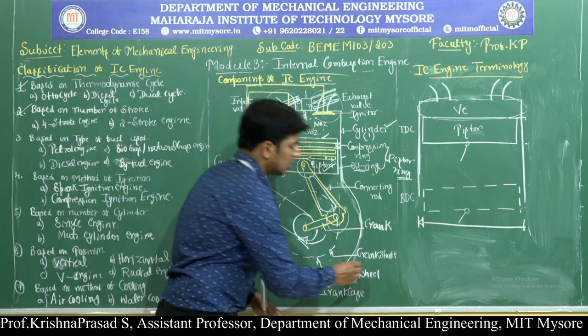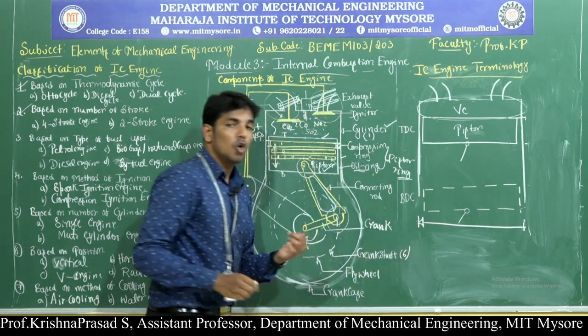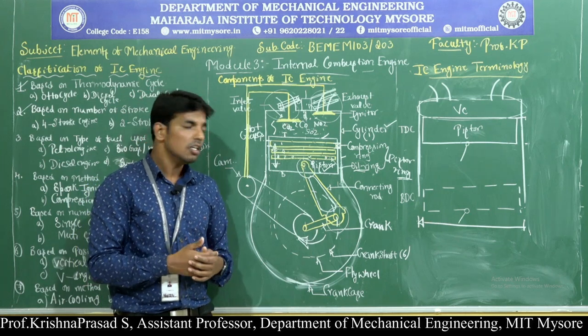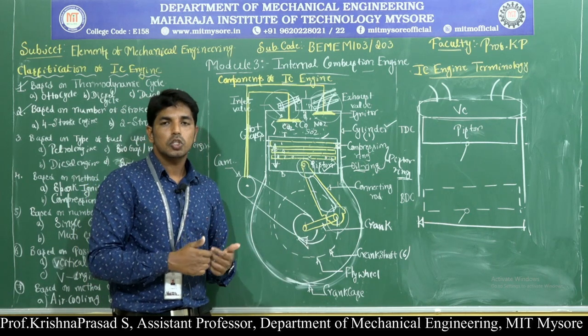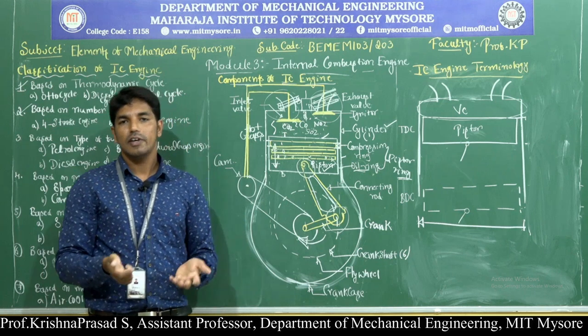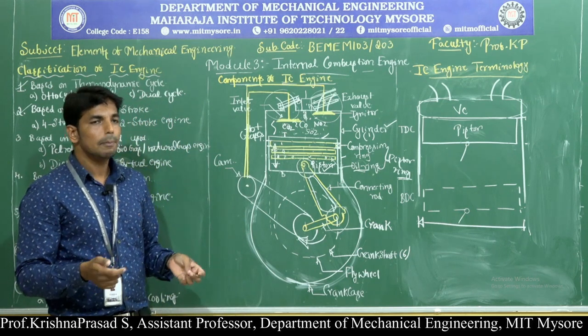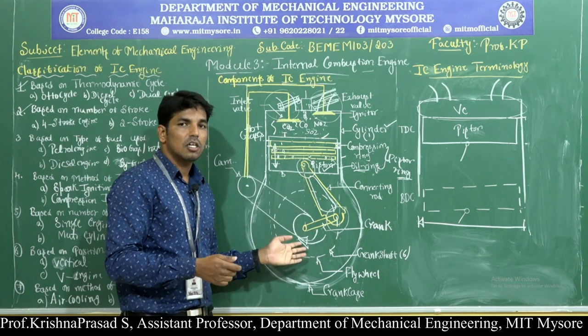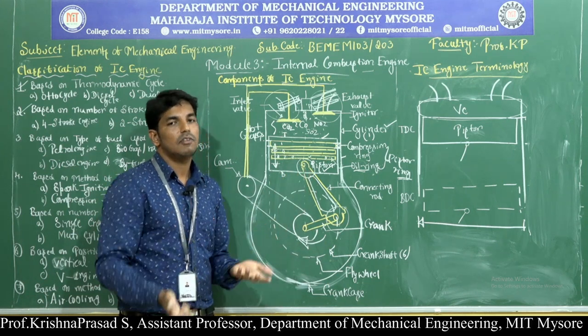Then the sixth one is called the crankshaft. What is a crankshaft? The crankshaft is a rotating member inside the engine. That means it is used to drive the various other parts of the vehicle. So the crankshaft is one of the important parts. It receives the power from the piston and transfers its motion to the various other parts of the vehicle.